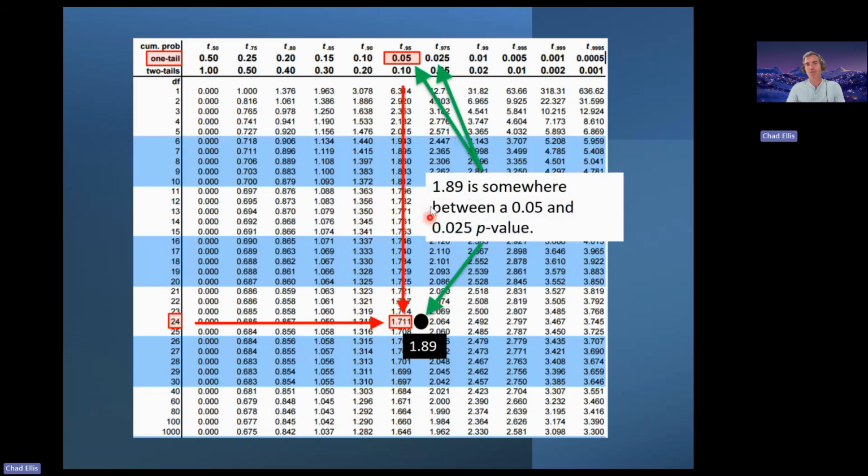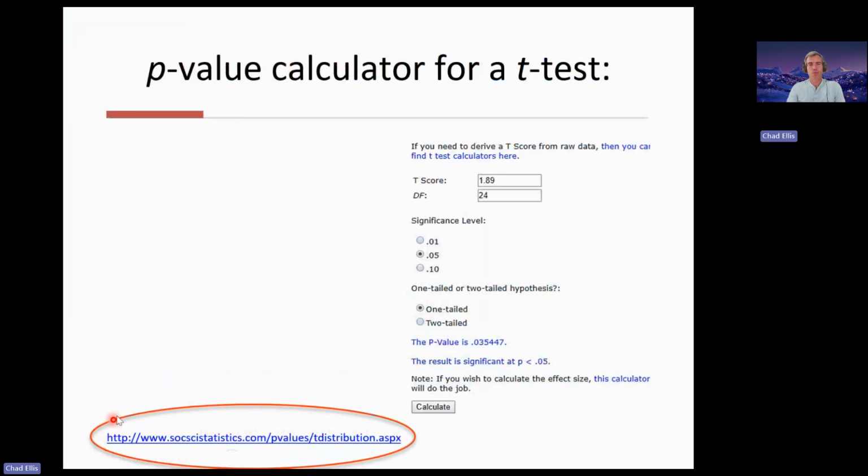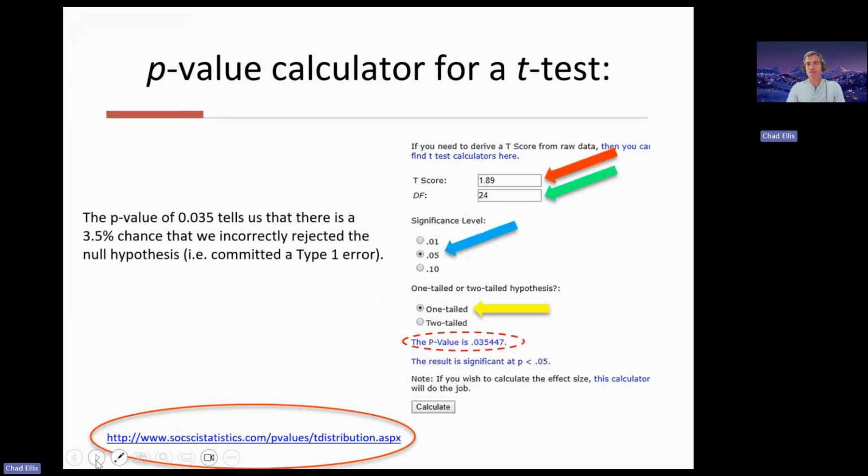So that tells us, if we look up at our probabilities, these are basically our probabilities up here. It lands at somewhere between 0.05 and 0.025, so a little bit lower than 0.05. So as an alternative, we can go to one of these calculators to get a more precise idea of what our p-value is going to be. So I'm going to enter my t-score 1.89, my degrees of freedom 24. We're working with a 0.05 significance level, and I'm doing a one-tailed test. So that gives me a p-value of 0.035. That tells me that based on this, I have about a 3.5% chance that I'm falsely rejecting the null hypothesis, and I'm committing a false positive or type 1 error.